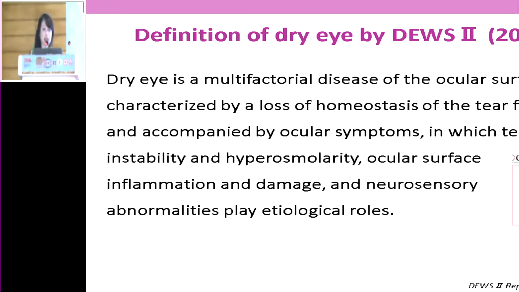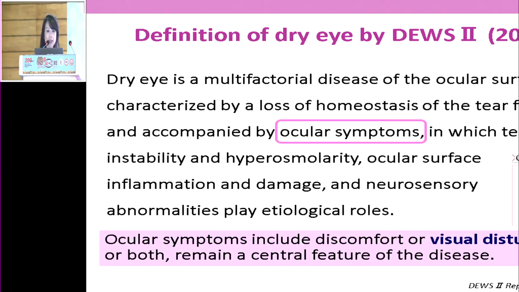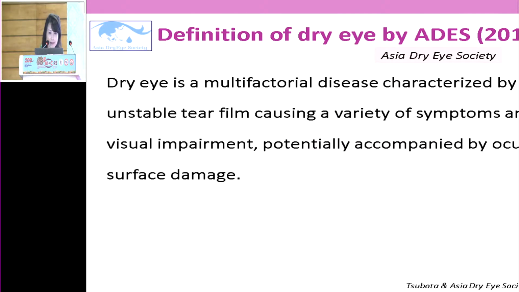Shown here is the latest definition of dry eye by DEWS II. As stated here, dry eye is accompanied by ocular symptoms, and ocular symptoms include discomfort or visual disturbance, or both, which remain a central feature of the disease. Actually, another definition was already proposed by the Asia Dry Eye Society. As stated here, visual impairment is also included in the definition of dry eye.